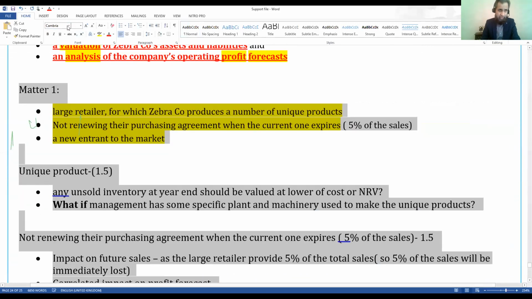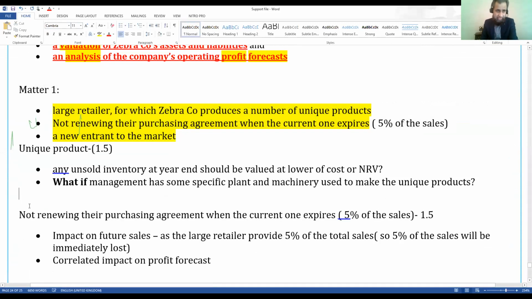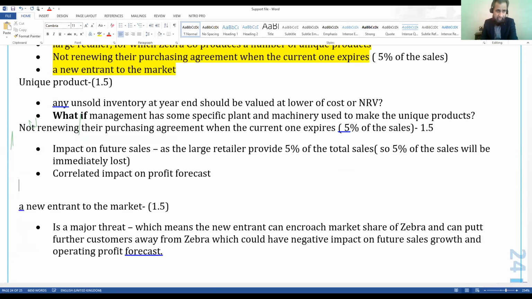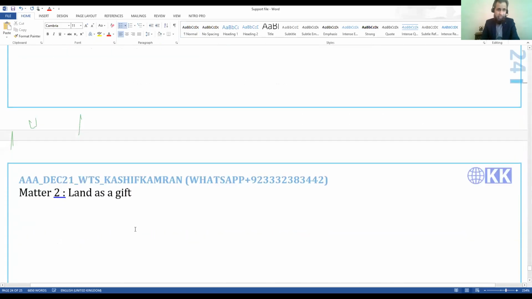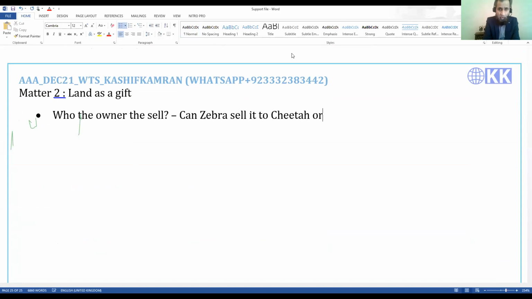Just give me 1 minute if I can arrange the file in a good manner. So at least when you get this file, you can take a printout in a good style, and that at least can make your answer look good. Okay, land as a gift. Now the problem with land as a gift is, one, who the owner can sell to. So why does this matter require further investigation, everyone? Who the owner can sell to.